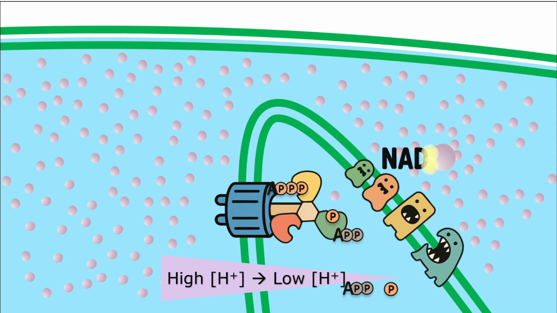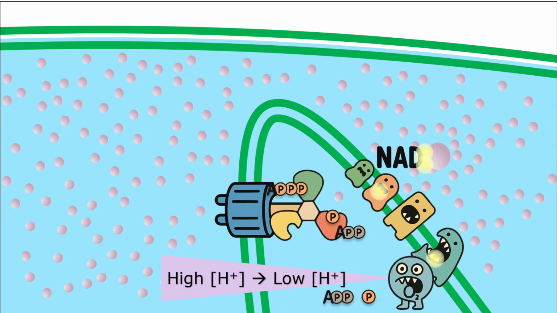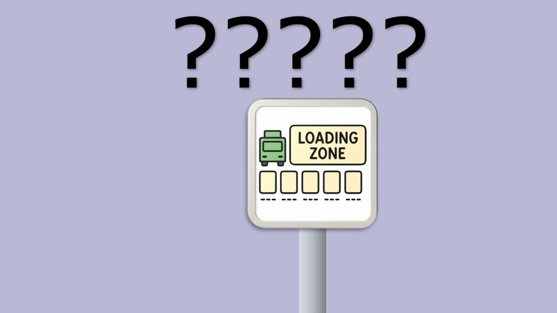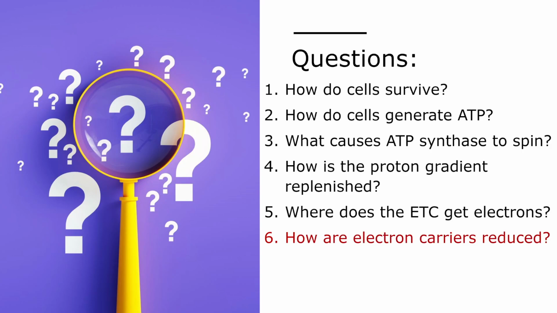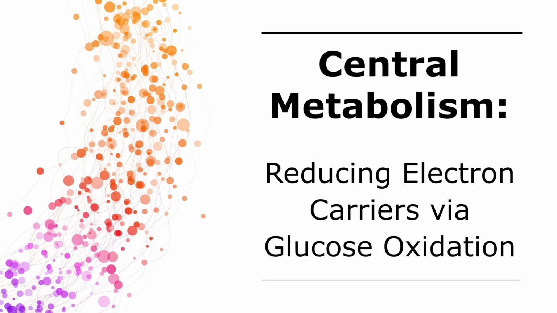We've already watched plenty of these transfers, but we haven't yet shown how NAD plus and FAD become NADH and FADH2. Which brings us to question 6. How are these electron carriers reduced? It's a big topic, so let's take a short break. When we return, we'll dive into central metabolism.